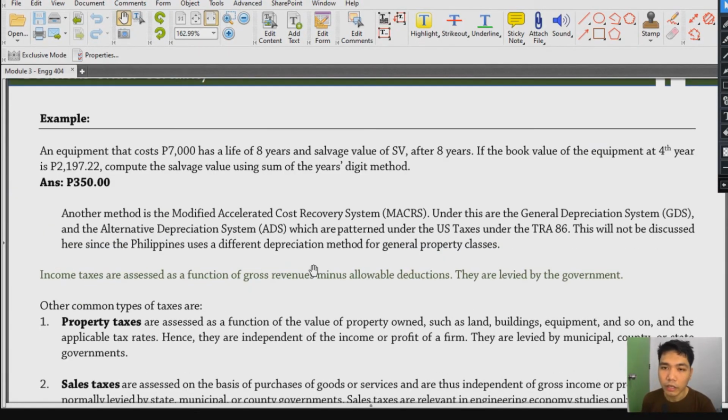Now, since we're already done with all these depreciation methods, there is another one which we have, the modified accelerated cost recovery system, or the MACRS. But again, we have this method under the US taxes, so it is not applicable for us kasi wala tayo sa US, we're in the Philippines, na ang ating tax ay lumolobo lagi, na wala namang joke. So anyway, hindi natin siya pwedeng gawin sa atin kasi hindi naman applicable yung mga taxes natin.